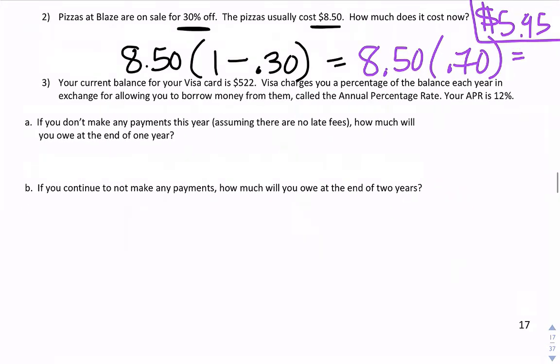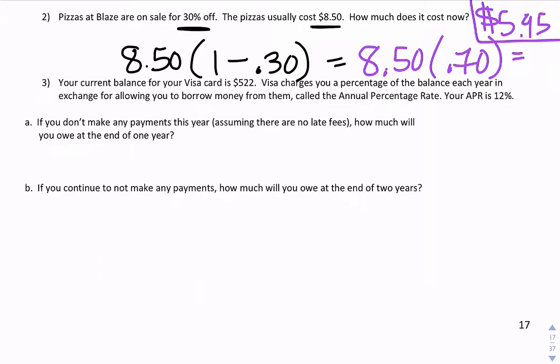Okay, number 3, your current balance for your Visa card is $522. Visa charges you a percentage of the balance each year in exchange for allowing you to borrow the money. So they're kind of like a bank where you take money out from them, and then they're going to charge you interest on what you've taken out. And that's called an annual percentage rate. So Visa will charge you 12% annually to borrow money from them.